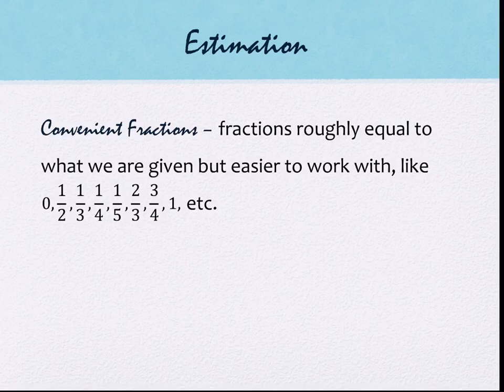So convenient fractions, generally speaking, are just easier to work with. So these are some examples of convenient fractions. I know 0 and 1 are not convenient fractions. They're whole numbers. I get that. But sometimes a number is small enough that it's really close to 0, right? It's really close to 1. So those are some values that we often estimate with too.